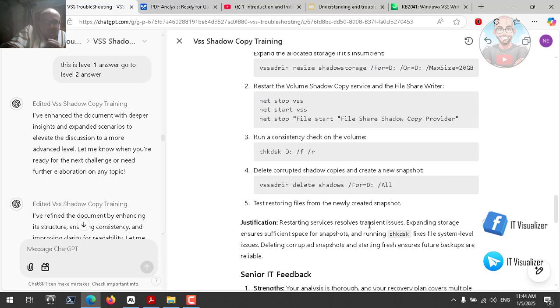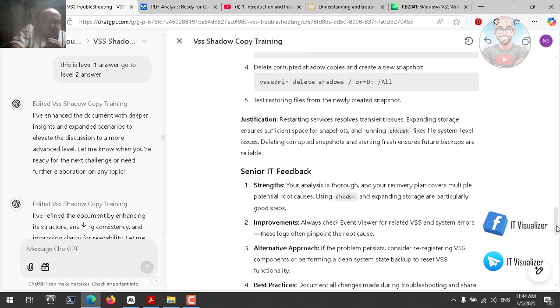Restarting services resolves transient issues, expanding storage ensures sufficient space for snapshots, and running check disk fixes system-level issues. Deleting corrupted snapshots and starting fresh ensures that future backups are reliable. Okay, this is the answer of the junior.